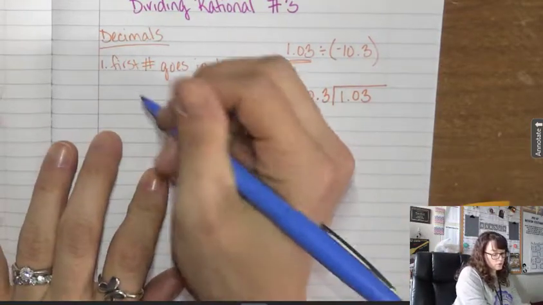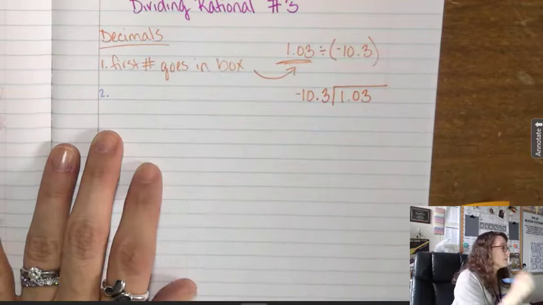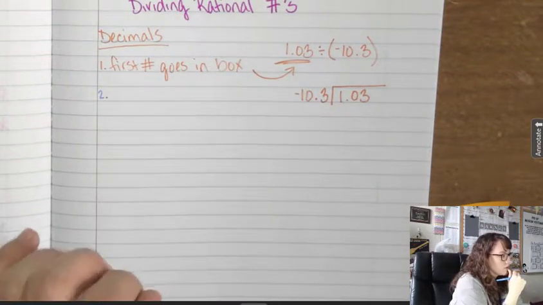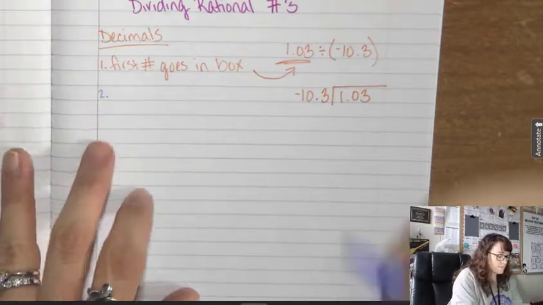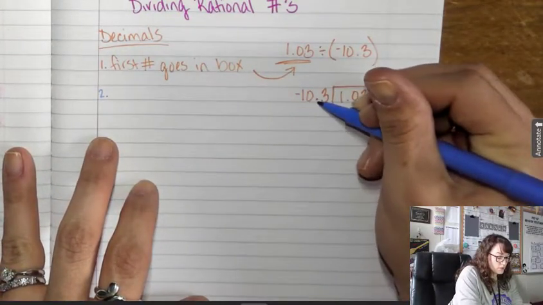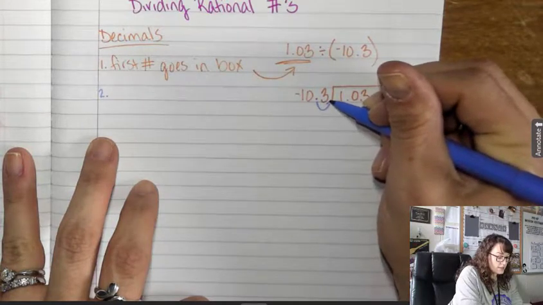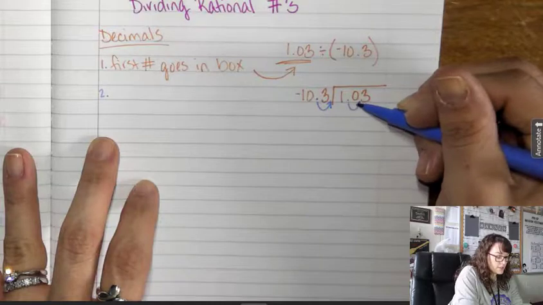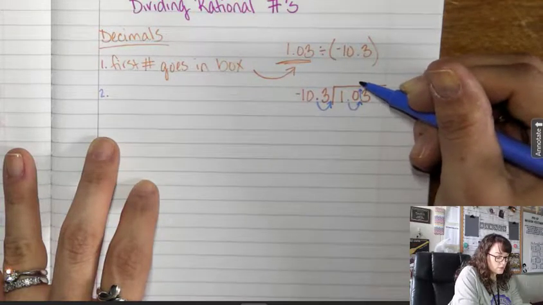Step 2. If there is a decimal outside, what do we do with that decimal? We have to move it over so it's next. So this is a whole number. So this moves one space, and then this one has to move one space also, and then it goes straight up.